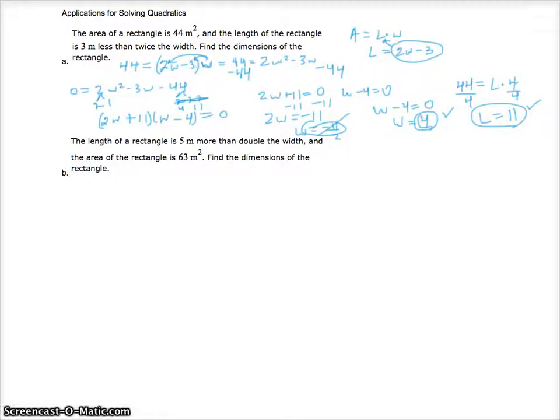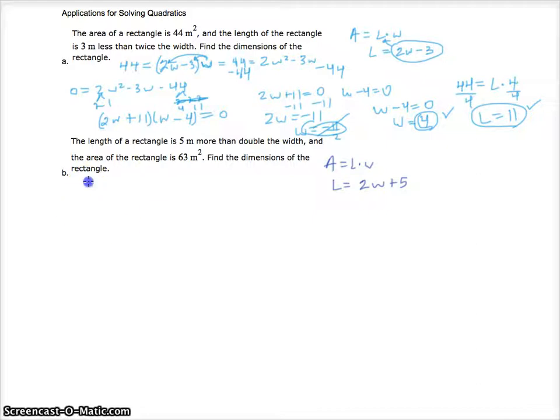We'll go through this one a little quicker. The length of a rectangle is 5 meters more than double the width, and the area of the rectangle is 63 meters squared. So we know that A equals length times width. And we know the length equals 5 more than double the width. So double the width means 2W and then 5 more, so plus 5.